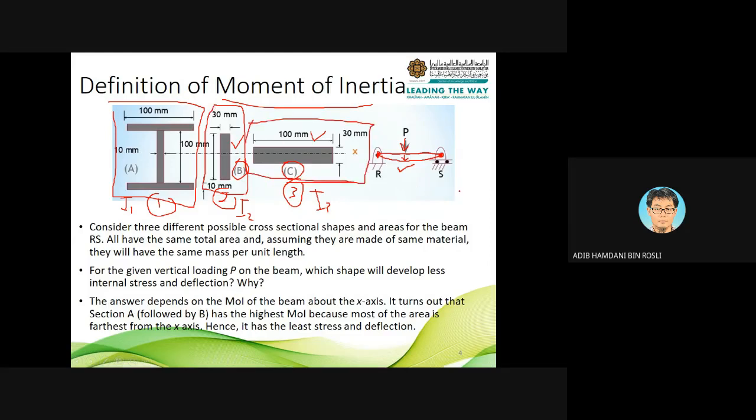The C. So because the I shape is the biggest, this is the highest I, right? So you will have least stress and deflection. I mean, this kind of cross section shape will have less deflection. It will be more difficult to bend. As simple as that. All right.